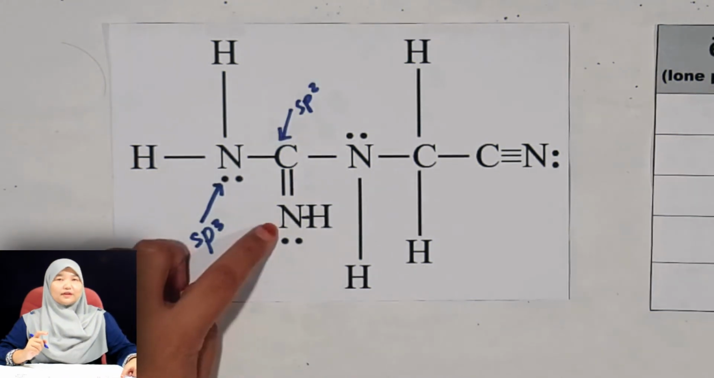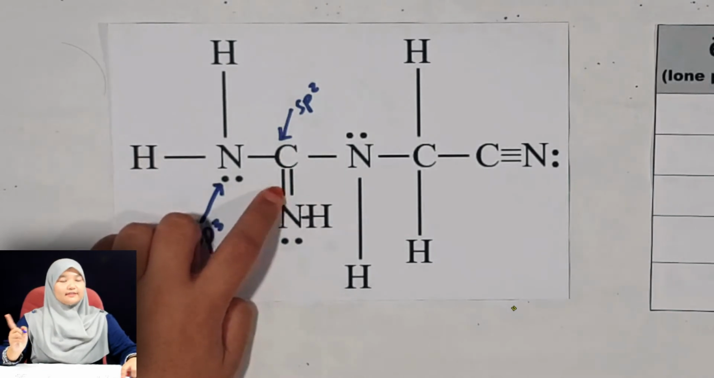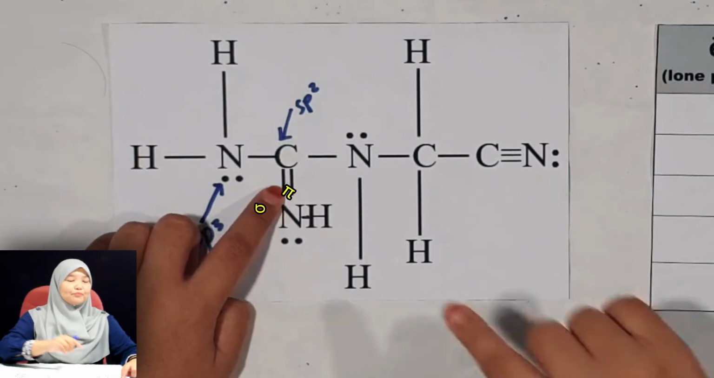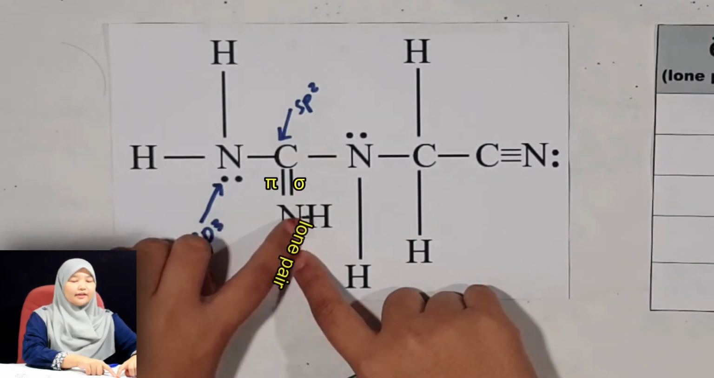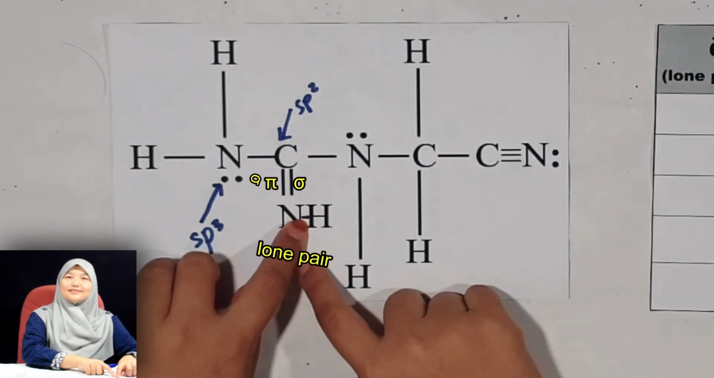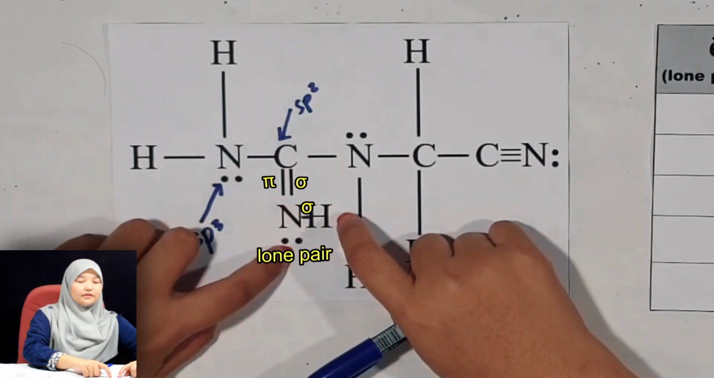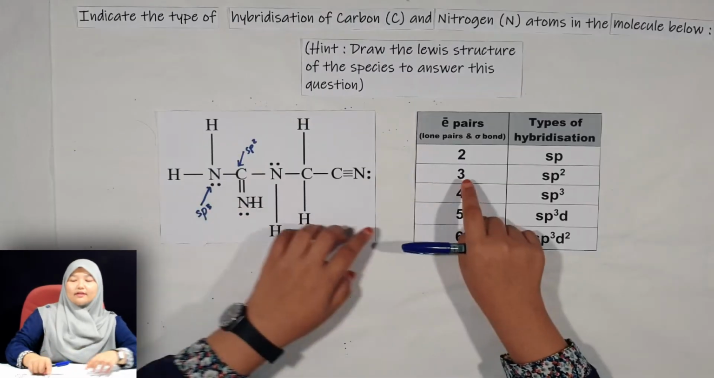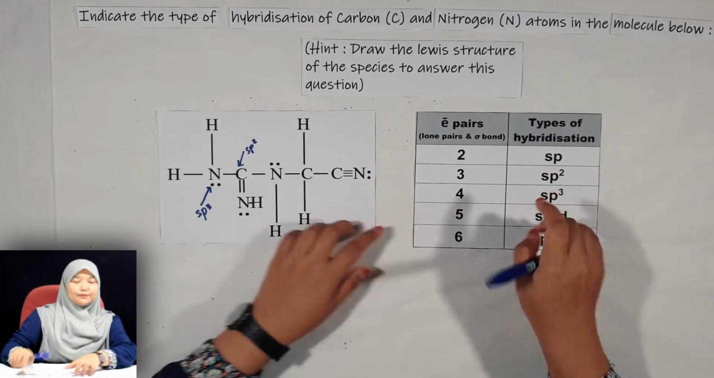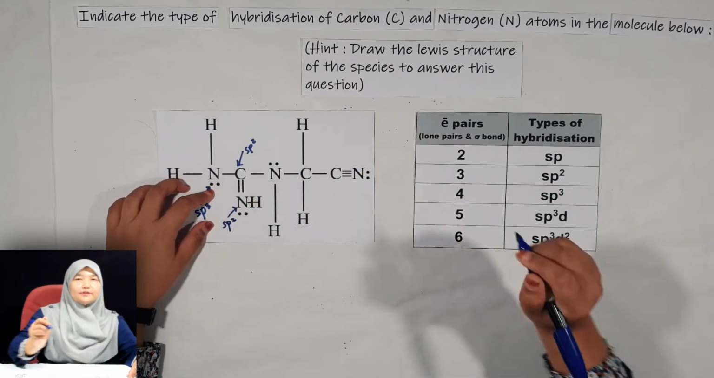Okay, so seterusnya adalah nitrogen pula. Kalau tengok nitrogen dekat sini, okay, dia ada double bond juga, tapi macam yang saya cakap tadi, 1 pi, 1 sigma. So ini pi bond, sigma bond. Okay, ada lone pair dan N dengan H pun ada bond. So bond ini adalah sigma bond. Okay, 1 sigma bond, 2 sigma bond, 1 lone pair. 1, 2, 3 elektron pair. So 3 elektron pair sp2. Okay, jadi untuk nitrogen ini, type of hybrid orbital adalah sp2.